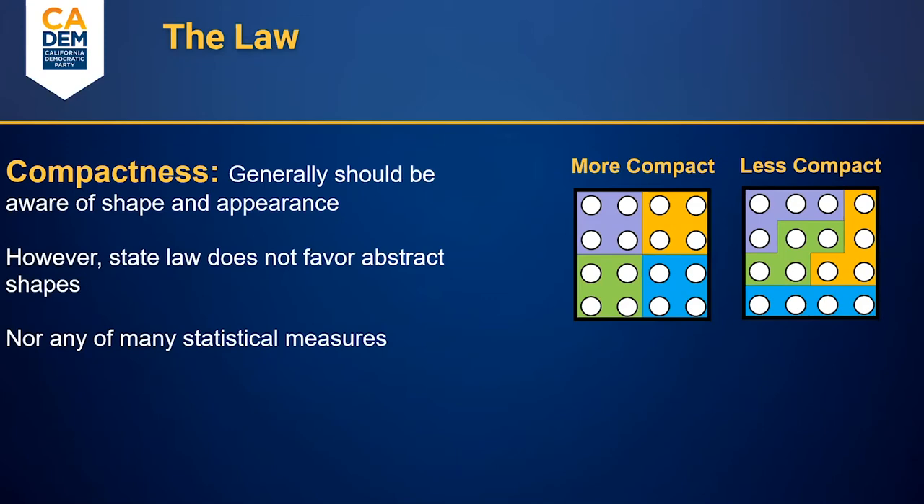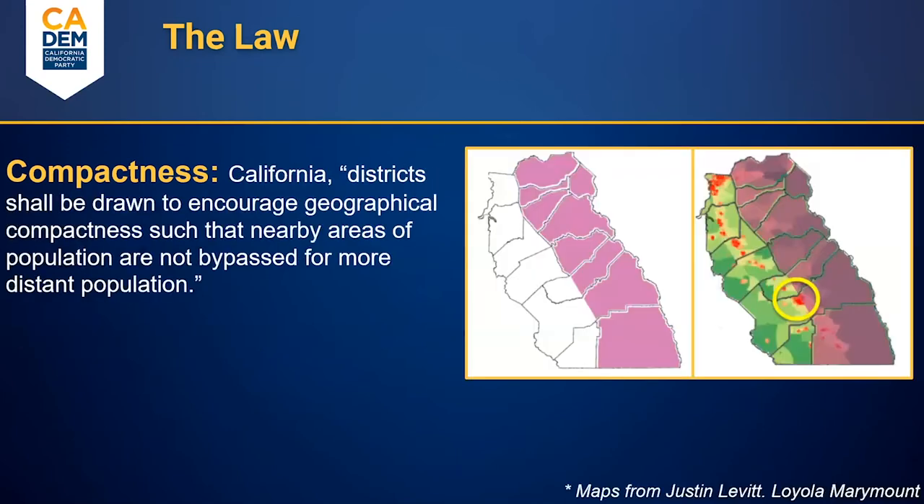What California law says, and if we advance to the next slide, is that districts shall be drawn to avoid bypassing one population for another. So you can kind of see an example of this on the right. This is a slide from a law professor at Loyola Marymount, where you can see the kind of white and purple districts look kind of pretty. They look like they have nice straight lines. Those are county lines, so they are generally following county lines.